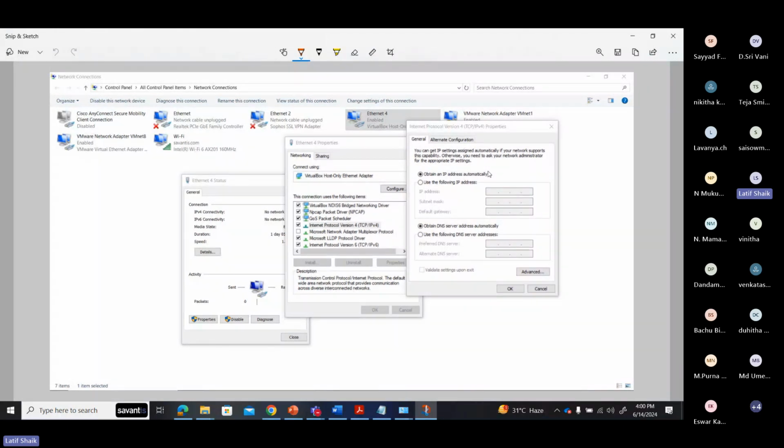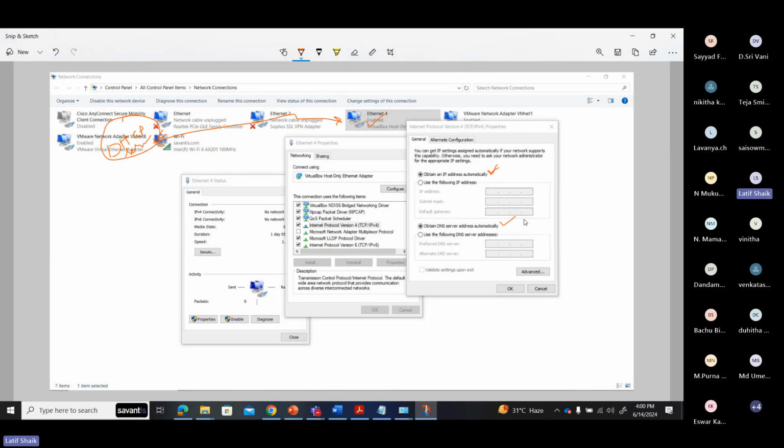If you select this first option, it means in the network there is a DHCP server, maybe your router. It gives an IP address to this adapter. If this adapter is connected to a DHCP server, then the DHCP server will give an IP address. What is important is that this option should be selected on the adapter: obtain IP address automatically, obtain DNS server automatically.